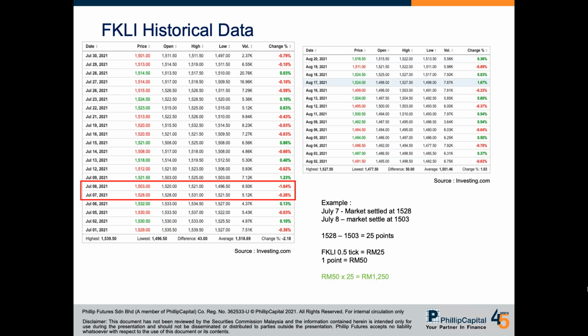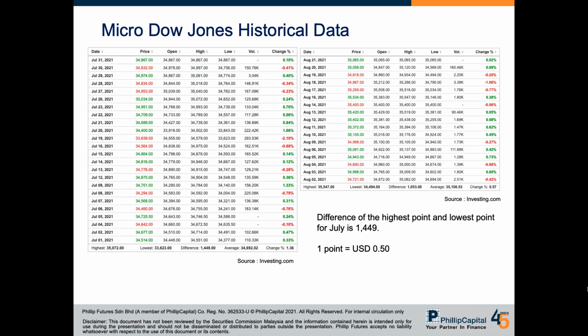Okay, and just now was the local market, and now this is the Micro Dow Jones market. Some traders prefer to hold their position in the long term. Some of our traders also hold their position for a month or two months, depending on the trader's trading pattern. From here, you can see for the month of July, the difference between the highest point and the lowest point is about 1,449 points.